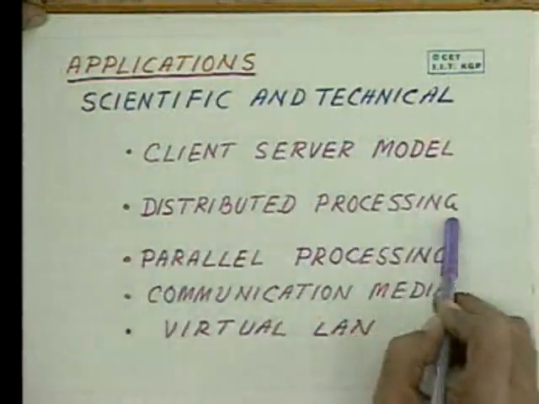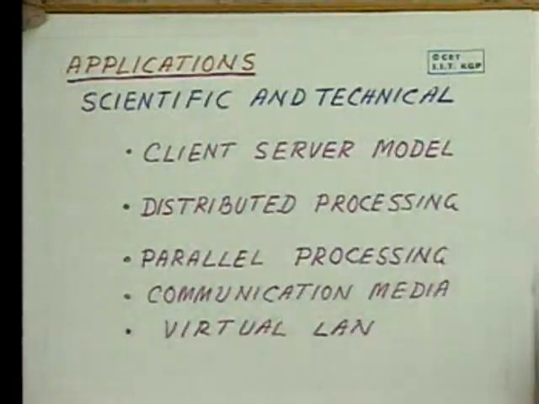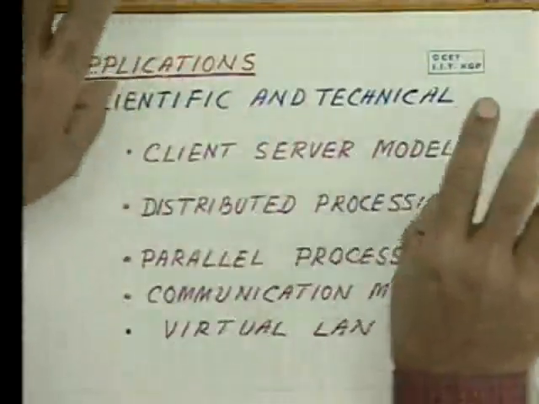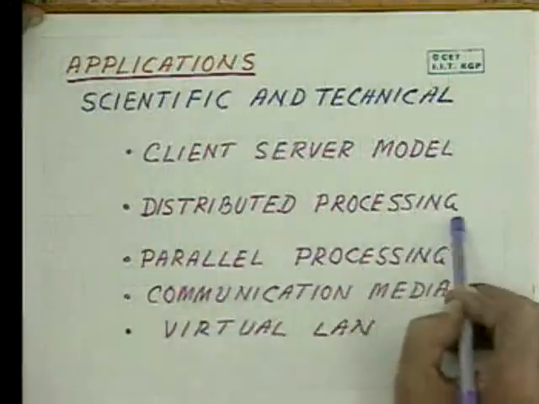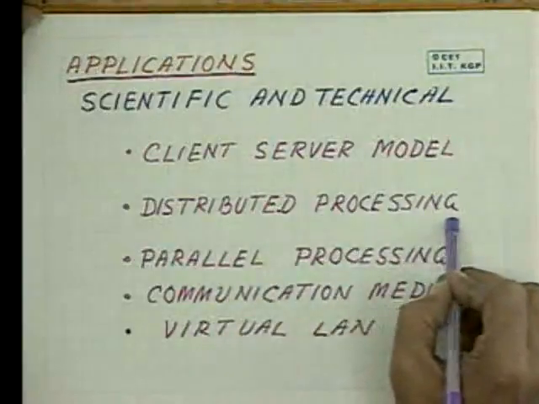Then you can do distributed processing. You can distribute your processing power. You can distribute your database on a large number of computers and do the processing. And computer network facilitates distributed processing. For example, an application like railway reservation is an example of distributed processing.